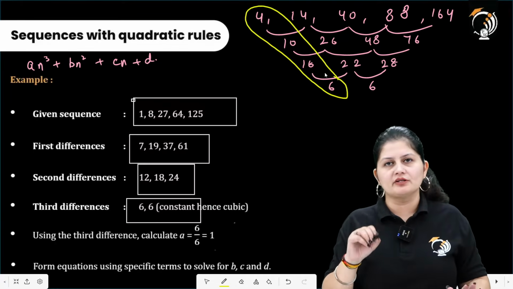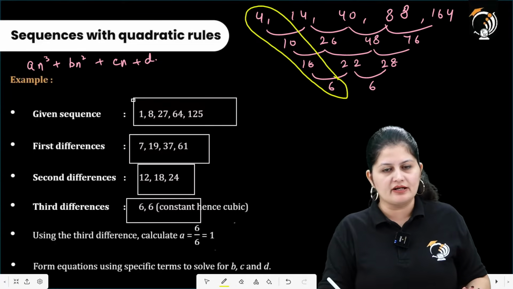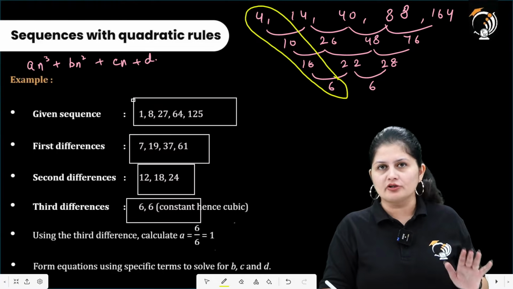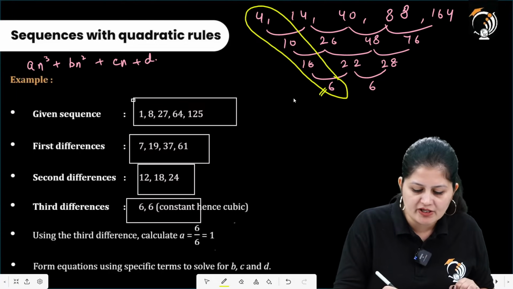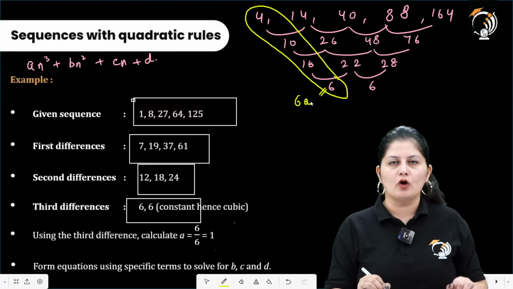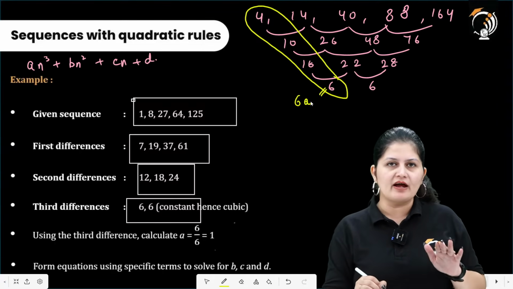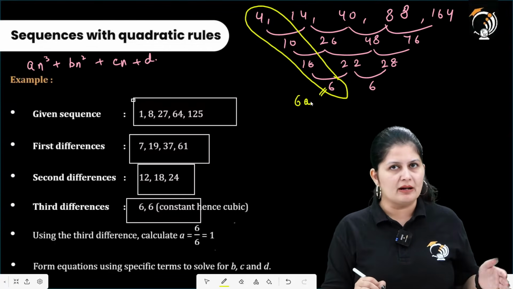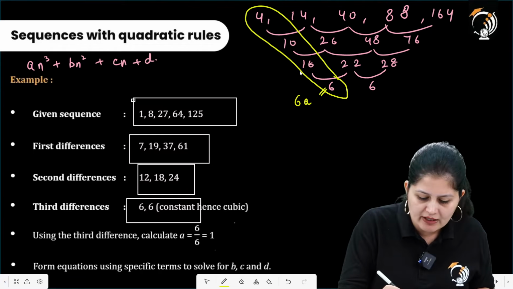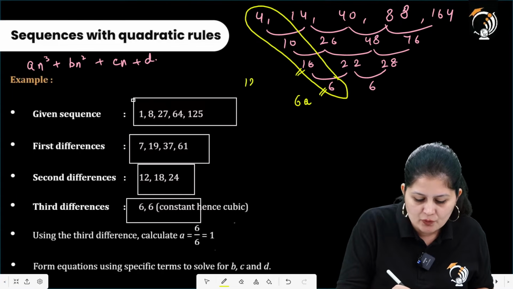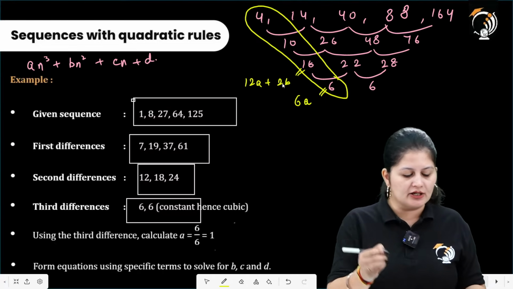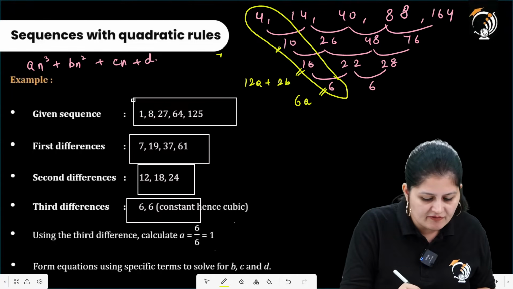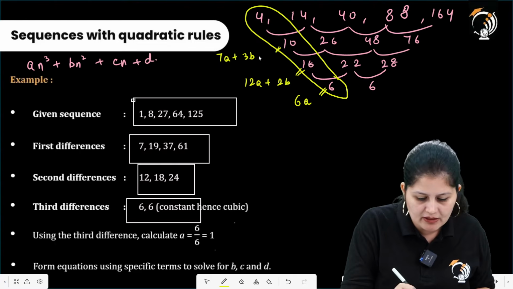So, as we got the thumb rule for the quadratic, we are going to have it similarly for the cubic as well, where this first one is equal to 6a, always. Okay. Further, the one above it will be taken as 12a plus 2b. Clear? If I talk about the third one, that is equal to 7a plus 3b plus c.